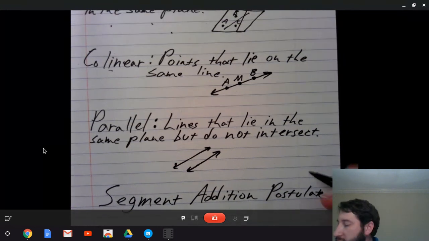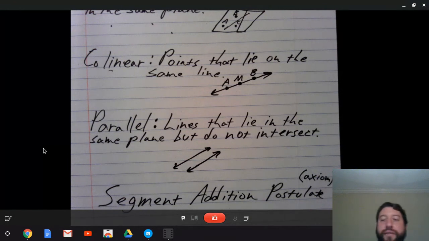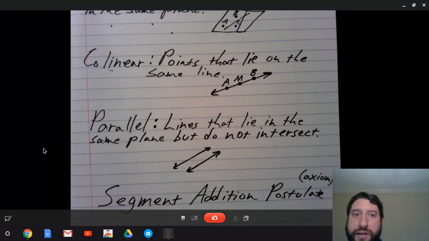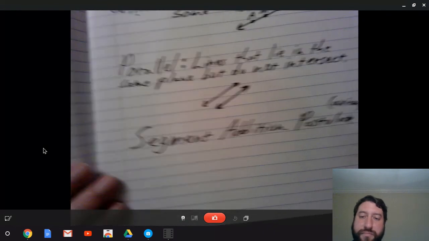And whenever I say postulate, I always like to put in parentheses axiom. And again, the reason for this is that geometry is a very small piece of mathematics. And in most other branches of mathematics, we call these axioms. Geometry is really one of the few, if not the only one, that actually calls those postulates. So I want you to get in the habit of knowing that a postulate is the same thing as an axiom. It's just postulate is a little special word we like to use for axiom in geometry. So we're doing the segment addition postulate.